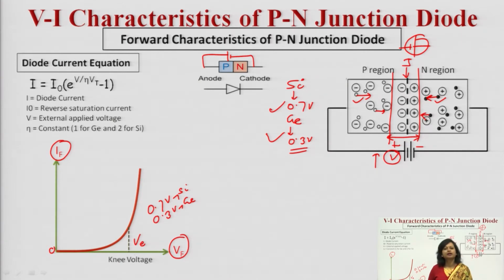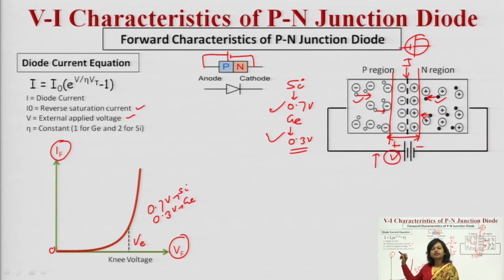What is the diode current equation over here? You can note it down. The diode current equation can be written as I is equal to I naught e raised to the power V upon eta Vt, minus 1. See, I is the diode current which is passing through the diode. I naught is the reverse saturation current, which is the leakage current. V is the external applied voltage which is being applied over here.